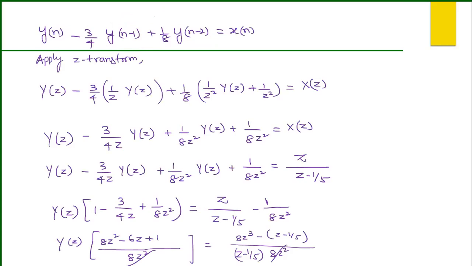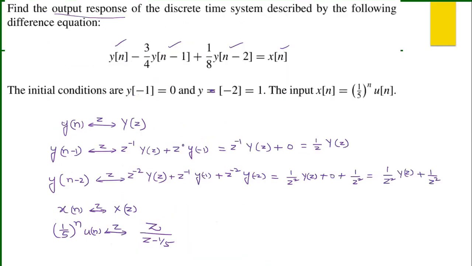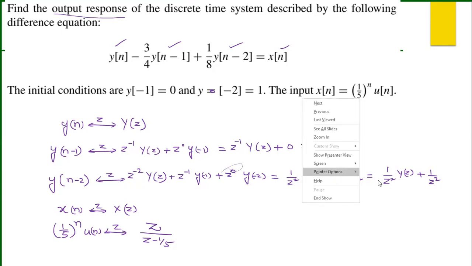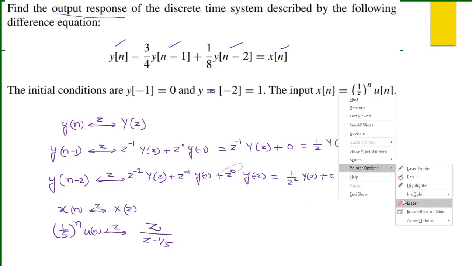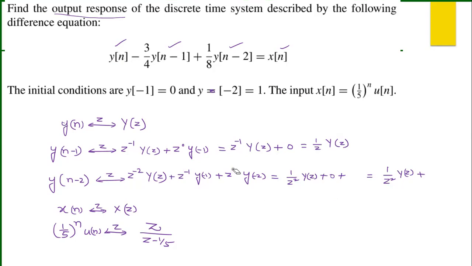So here, z by z minus 1 by 5 minus 1 by 8 z square. Sorry, here I made a mistake. It is z power 0, not z power minus 2. So this is z power 0, that means this is not 1 by z square. This is 1, and this is also 1 only. So z power 0 means here it is 1 and here it is 1.